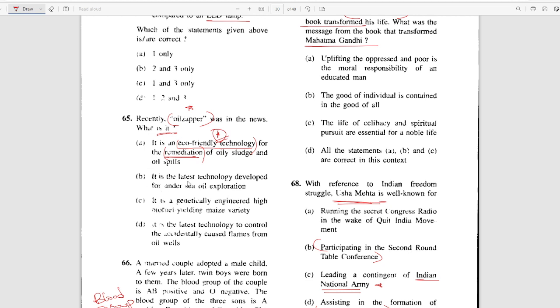For example, they are giving the latest technology, giving you an idea: the latest technology developed for undersea oil exploration, genetically engineered high biofuel yielding maize variety, the latest technology to control accidentally caused flames from oil wells. See here, you can learn about biofuel yielding maize, and the crops which are used for biofuels. So these are the hints that UPSC is giving you. Eco-friendly technologies you have to study, and to clean up the environment.